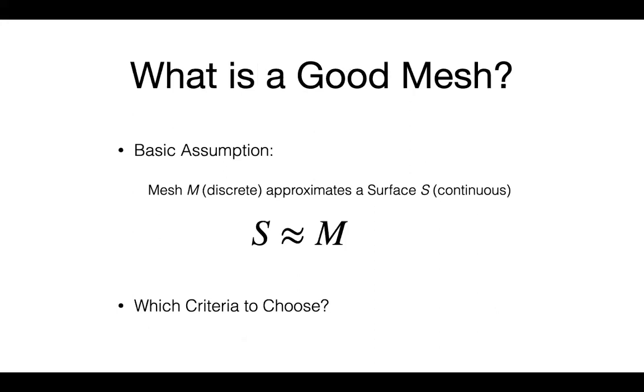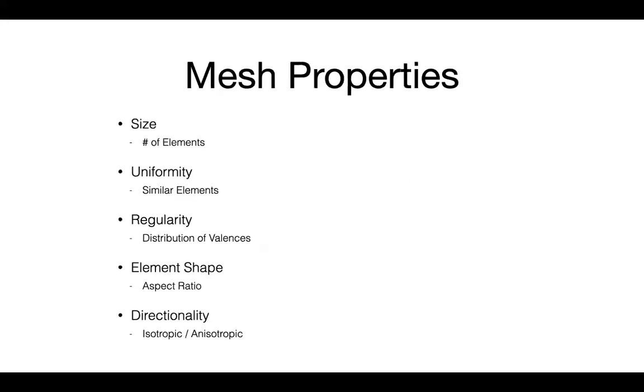And here we have a basic assumption that you have a mesh that approximates a surface. So the mesh is a discrete representation of a continuous surface. And in that sense, in most cases, unless it's a polyhedron, we are never going to be representing exactly that surface. It's a curved surface. There will be some approximation of this continuous surface. And we want to take into account this approximation, considering criteria that are going to analyze these properties.